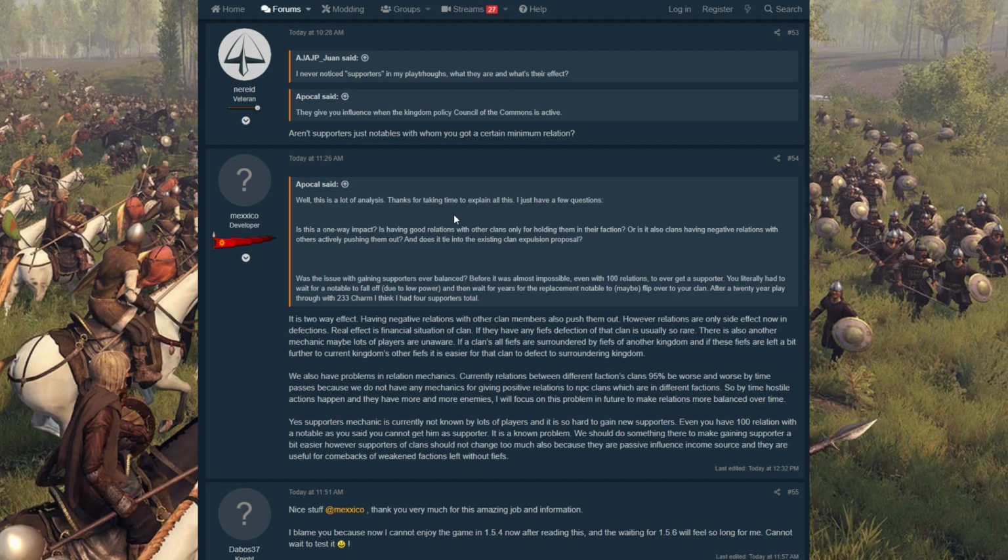I have a few questions. Is this a one-way impact? Is having good relationships with other clans only for holding them in their faction? Or is it also having clans with negative relationships with others actively pushing them out? Or does it tie into the existing clan expulsion proposal? I think it works both ways. I don't think it's a one-way thing, but I haven't read what he has to say.